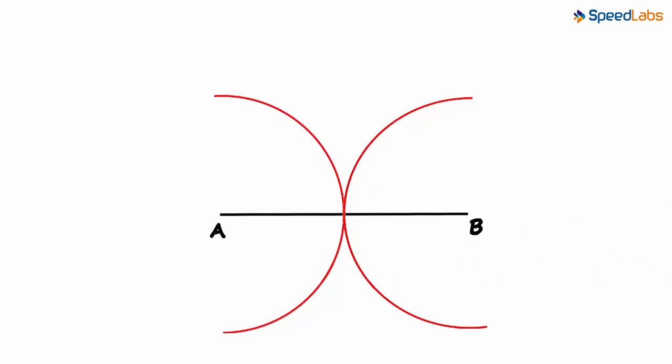So now you know, while drawing a perpendicular bisector, you should set the compass length to over half the length of AB.